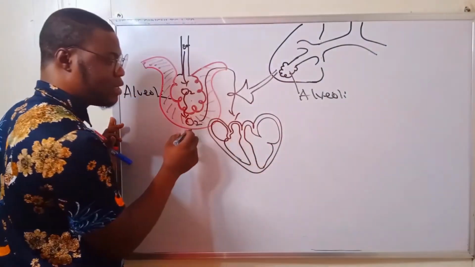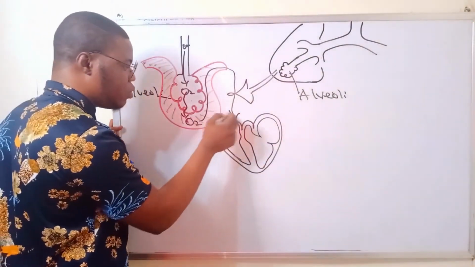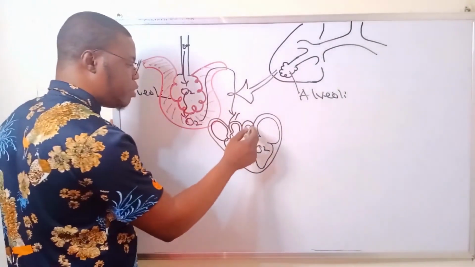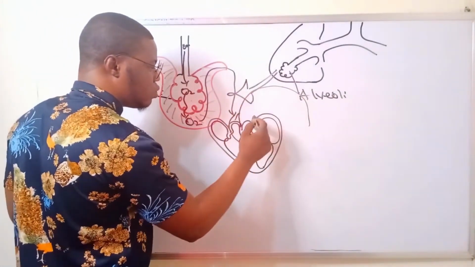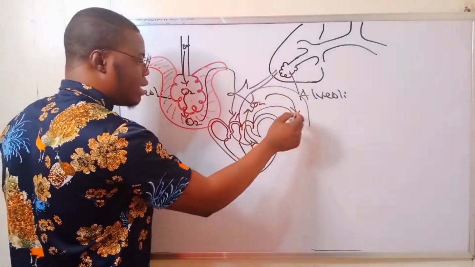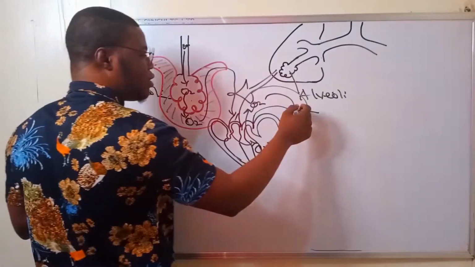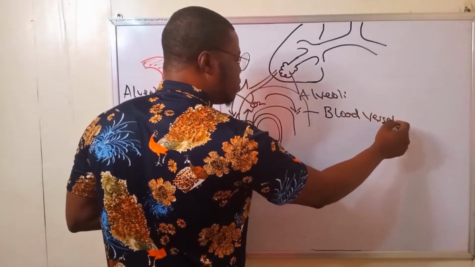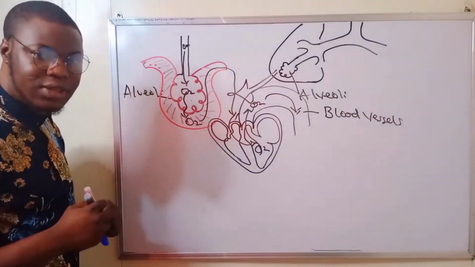So this is a sketch of the heart. And now when oxygen comes back into the what? When it comes back into the heart, oxygenated blood, the blood is going to be pumped out. So the oxygen is going to be pumped out of the heart, and it's going to go to a structure called the aorta. Or let's just say blood vessel generally now. It goes into the what? Into the blood vessels.